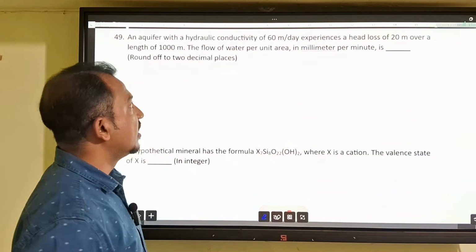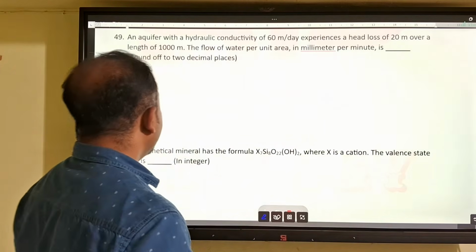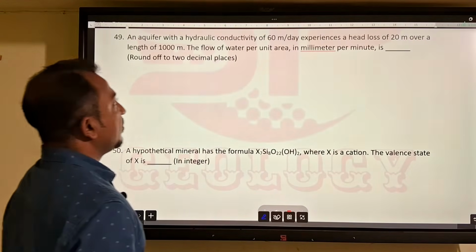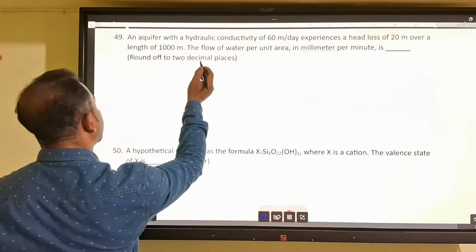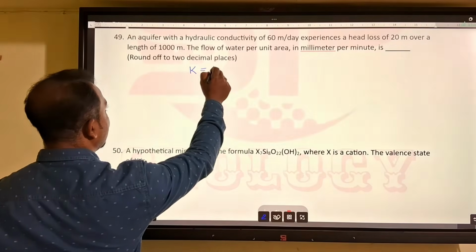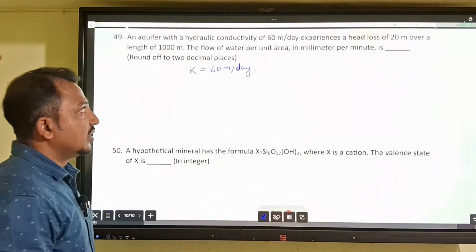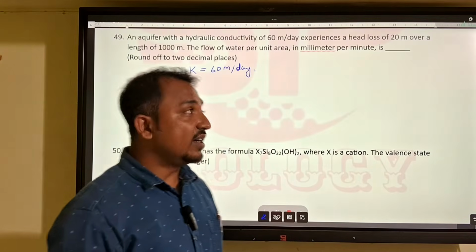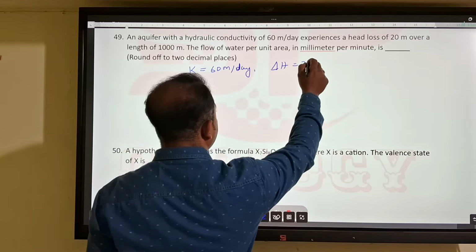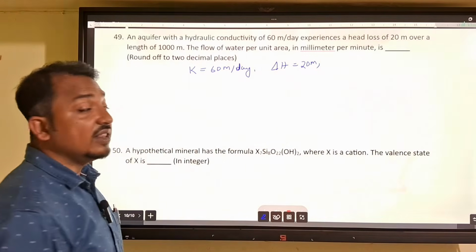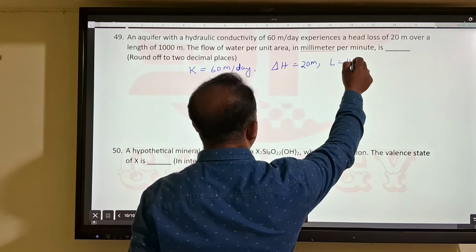Next, another question. This is from the hydrology question, that is from Darcy law. So an aquifer with hydraulic conductivity of 60 meter per day. So hydraulic conductivity is given, that is your K. It is given 60 meter per day. It experiences a head loss of 20 meter. So head loss is your del H, that is 20 meter over a distance or length of 1000 meter, that is L is given 1000 meter.